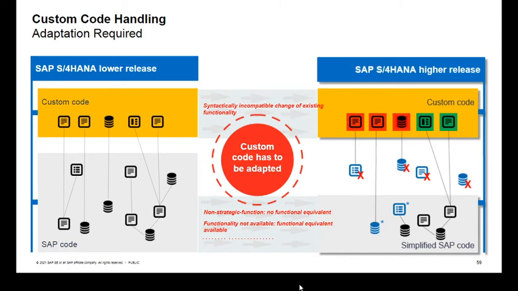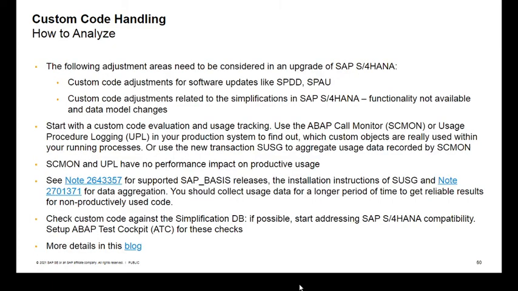How to analyze your custom code? You would typically start in a similar way like you did back then when you did your system conversion. You do a custom code evaluation and the usage tracking. You can use our ABAP call monitor, transaction SCMon, or you can also use our UPL, the usage procedure logging. You would activate it to see if your custom code is actually being used. There's no need to adapt code which is no longer being used because it's legacy code. So make sure you know what code is still active and relevant. And then you will have to plan accordingly, analyze this with the ABAP test cockpit, run a couple of checks there, and adapt it accordingly.